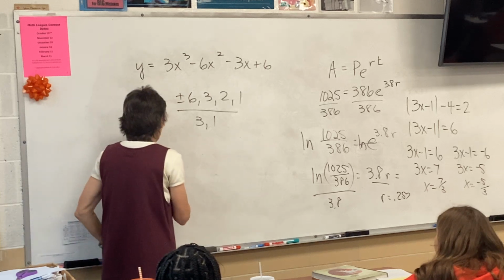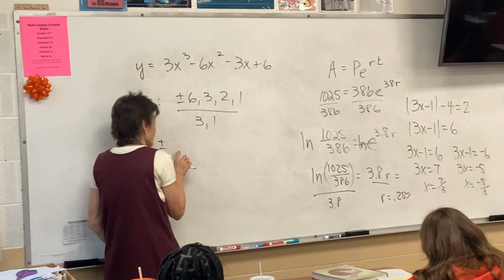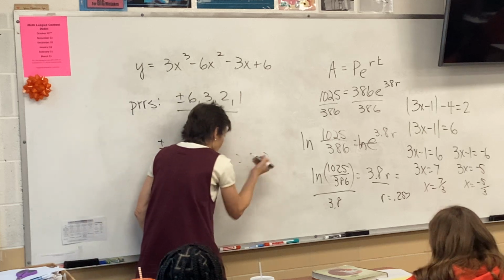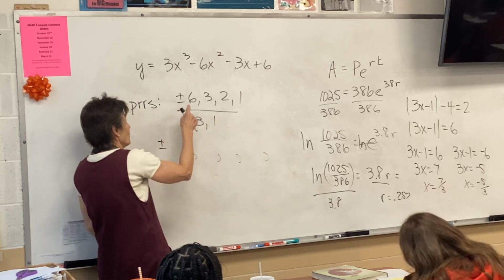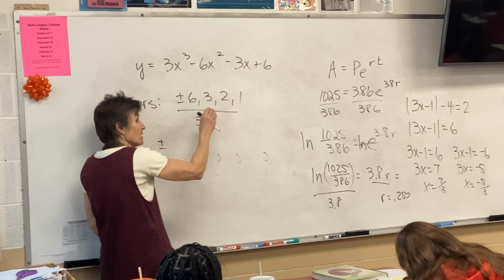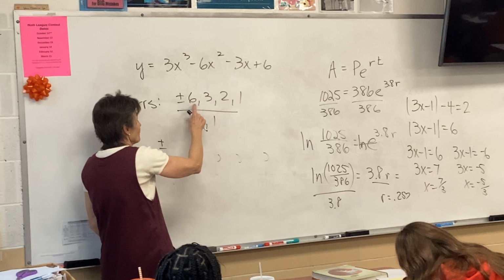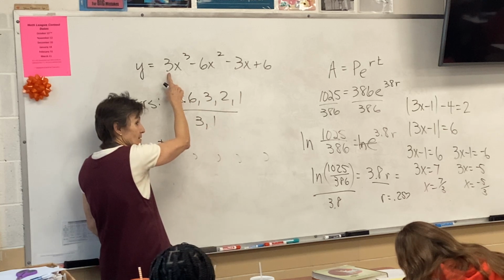Factors of 6 over factors of 3. Then all of the possible combinations, so we're going to make a list of those. Let's try 2. Now wait, I'm not there yet, stop it. How'd you get the bottom numbers? Factors of this.